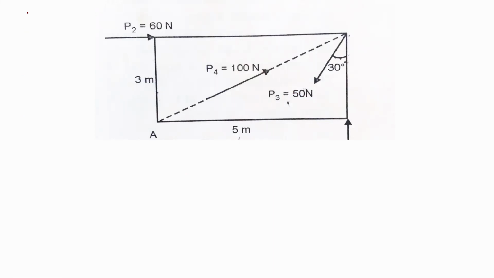So the question is: find the moment by the forces P1, P2, P3 and P4 about the point A. Okay, so we need to find out the individual moment by the force P1, by the force P2, force P3 and force P4. So this is your P1 force.